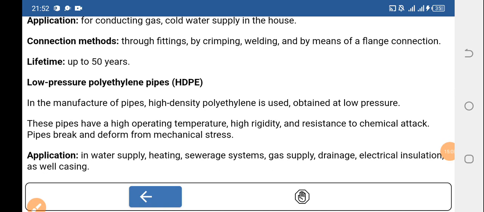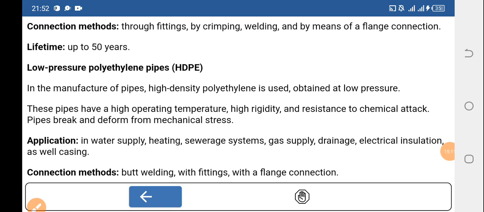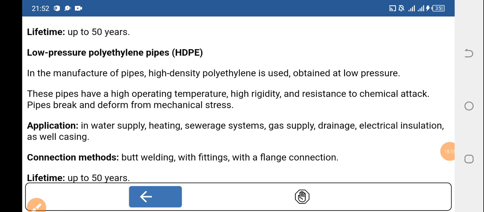Low pressure polyethylene pipe, HDPE. In the manufacture of pipes, high density polyethylene is used, obtained at low pressure. So these pipes have a high operating temperature, high rigidity, and resistance to chemical attack. Pipes break and deform from mechanical stress. So meaning that if not protected, not secured properly, it may even be deformed.